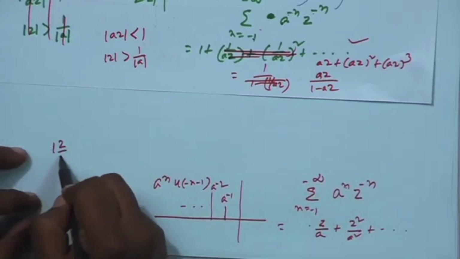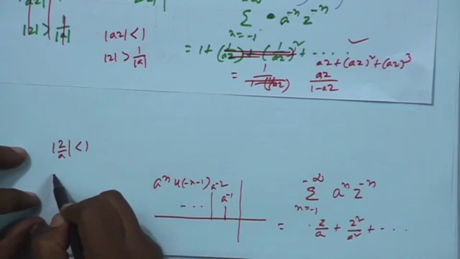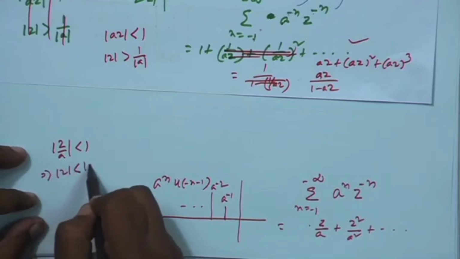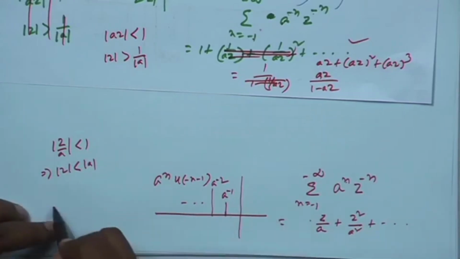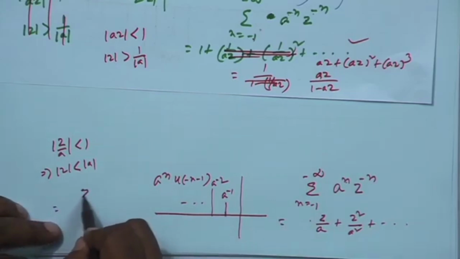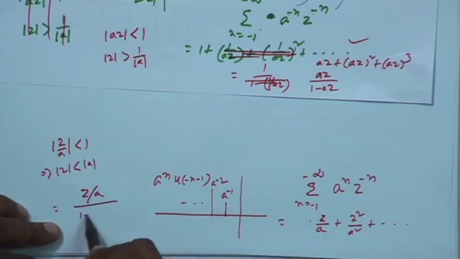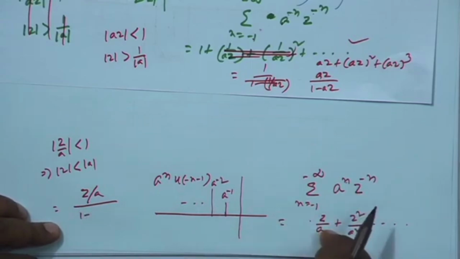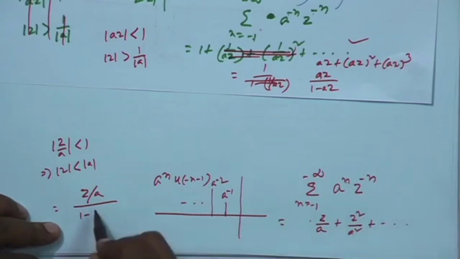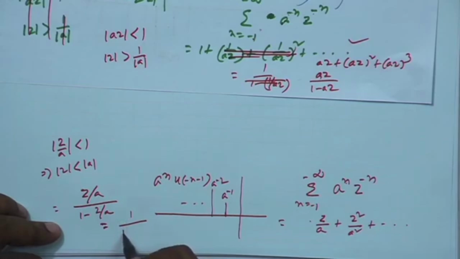See, mod z by a less than 1, which means mod z less than mod a, then this converges, and if you take z by a common, it will be z by a divided by 1 minus z by a, so it is 1 plus z by a plus z square by a square dot dot dot, and under this condition it will be this. And if you divide numerator and denominator by this quantity, it will be 1 by 1 minus, sorry, 1 by a by z, that is a z inverse minus 1.